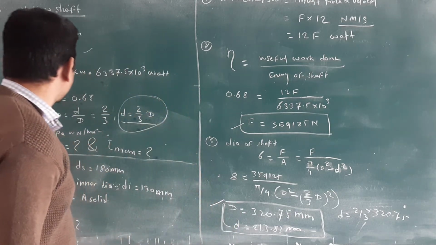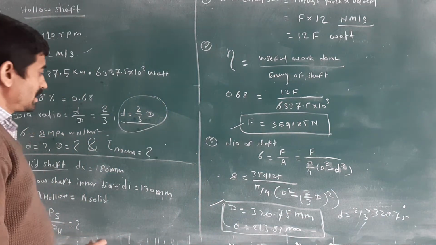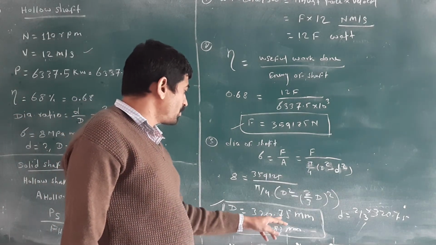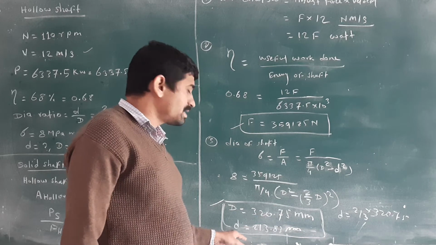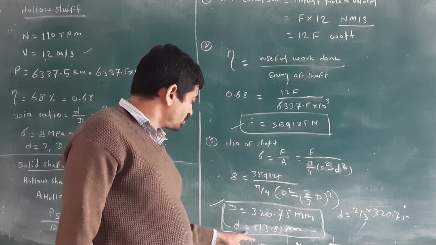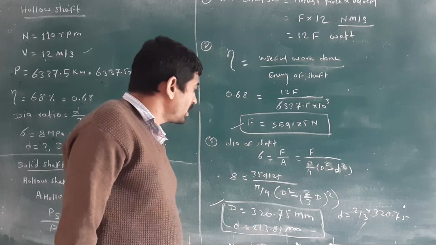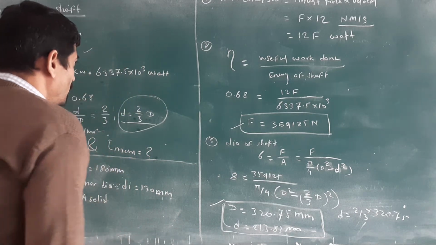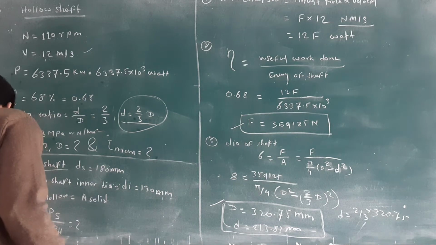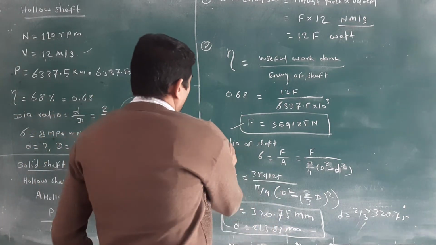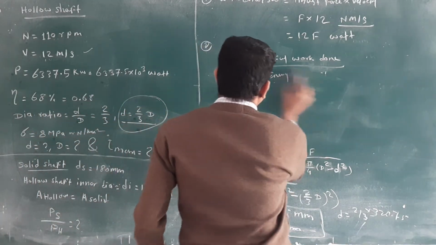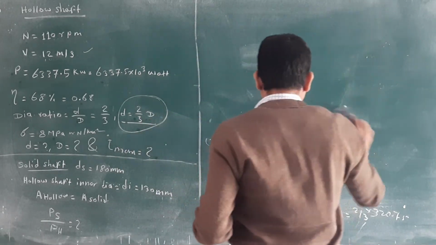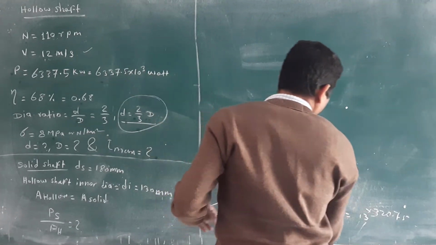What is the diameter of the hollow shaft? This is the outside diameter, 320.75 mm, and this is the inside diameter, small d, 213.83 mm. Once you have got the diameter, then easily you can calculate the polar moment of inertia. Next step, you have to find out the polar moment of inertia.